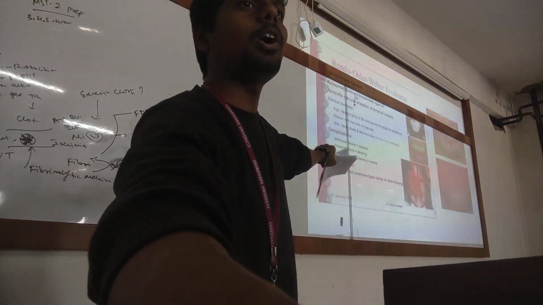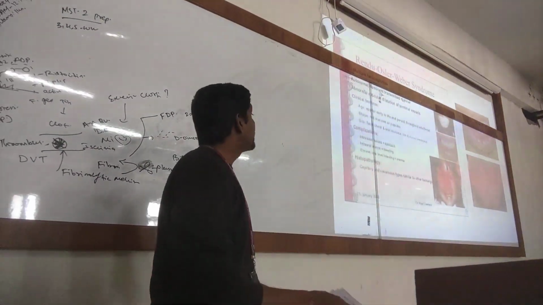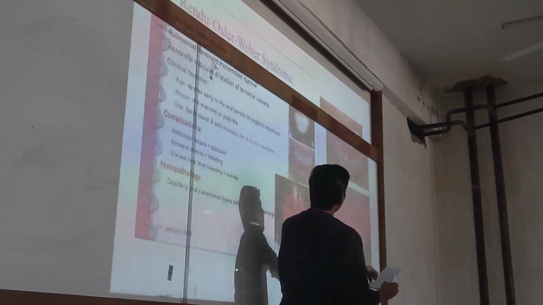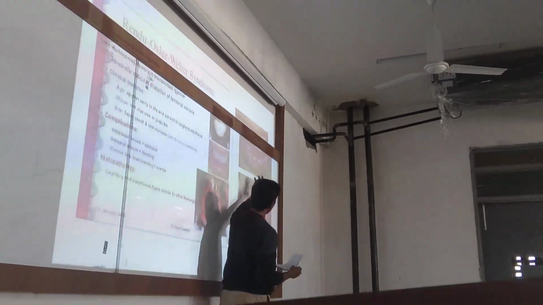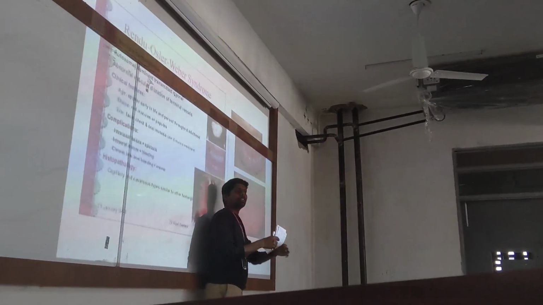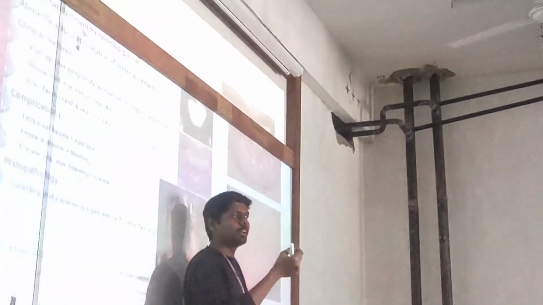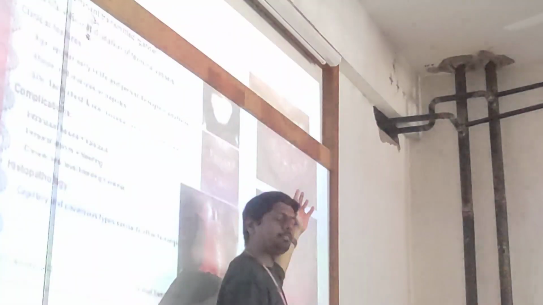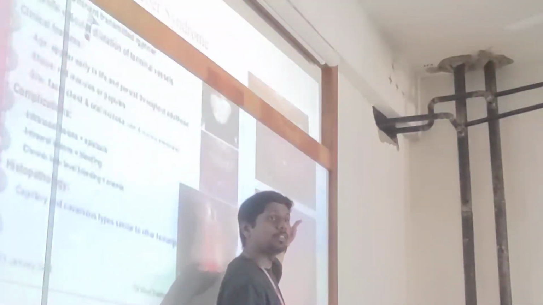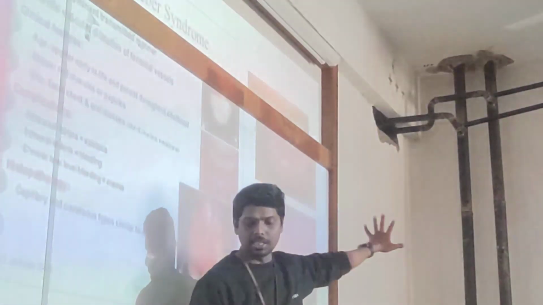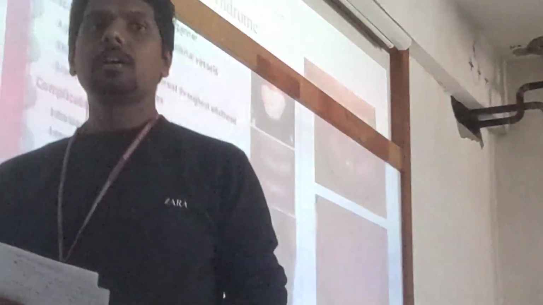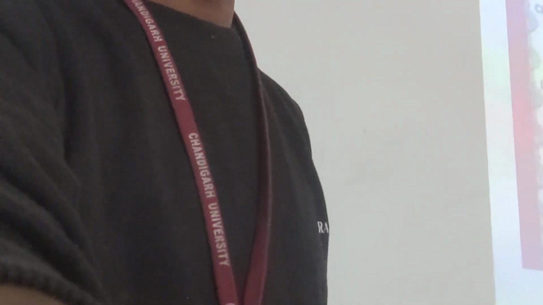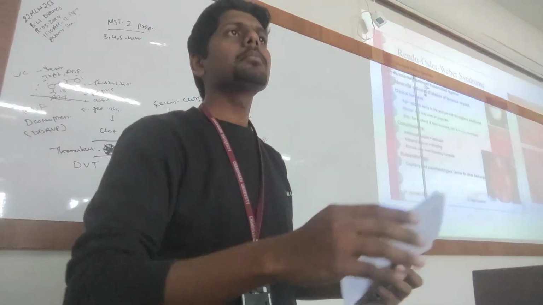So this is called Rendu-Osler-Weber syndrome. In this, the patients will have abnormal capillaries on the mucous membranes. So twisted blood vessels can be seen on the mucous membranes of the patient. Blood vessels will be clearly seen on the surface of the mucous membranes. That is one symptom of Rendu-Osler-Weber syndrome.